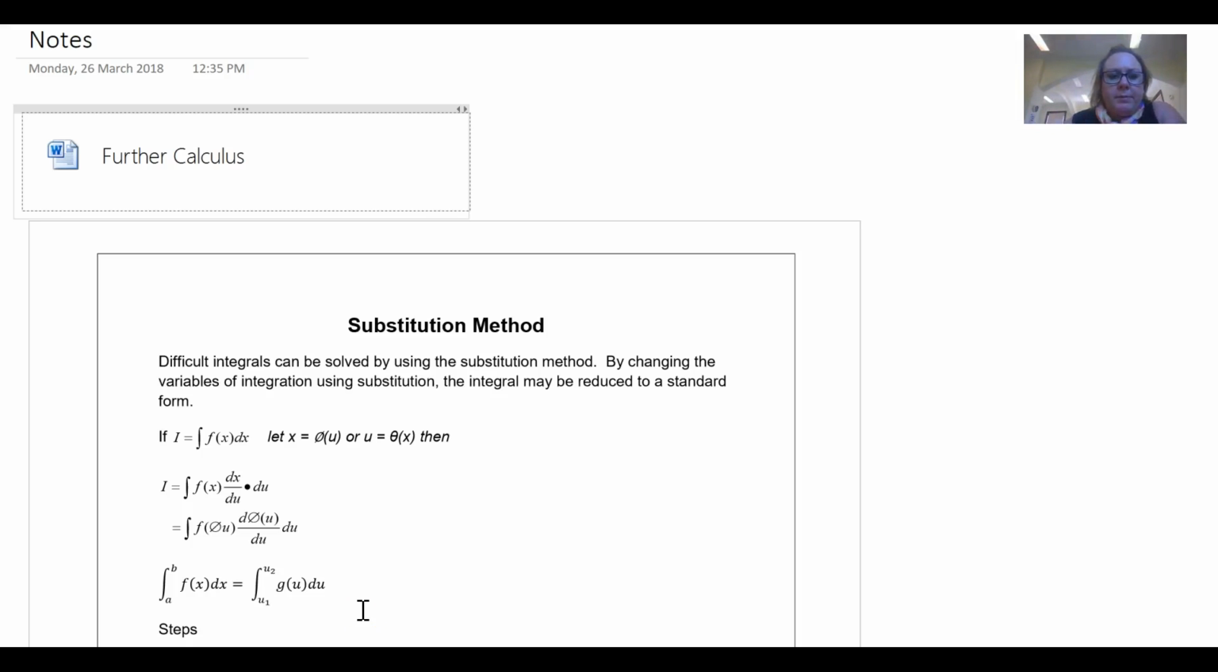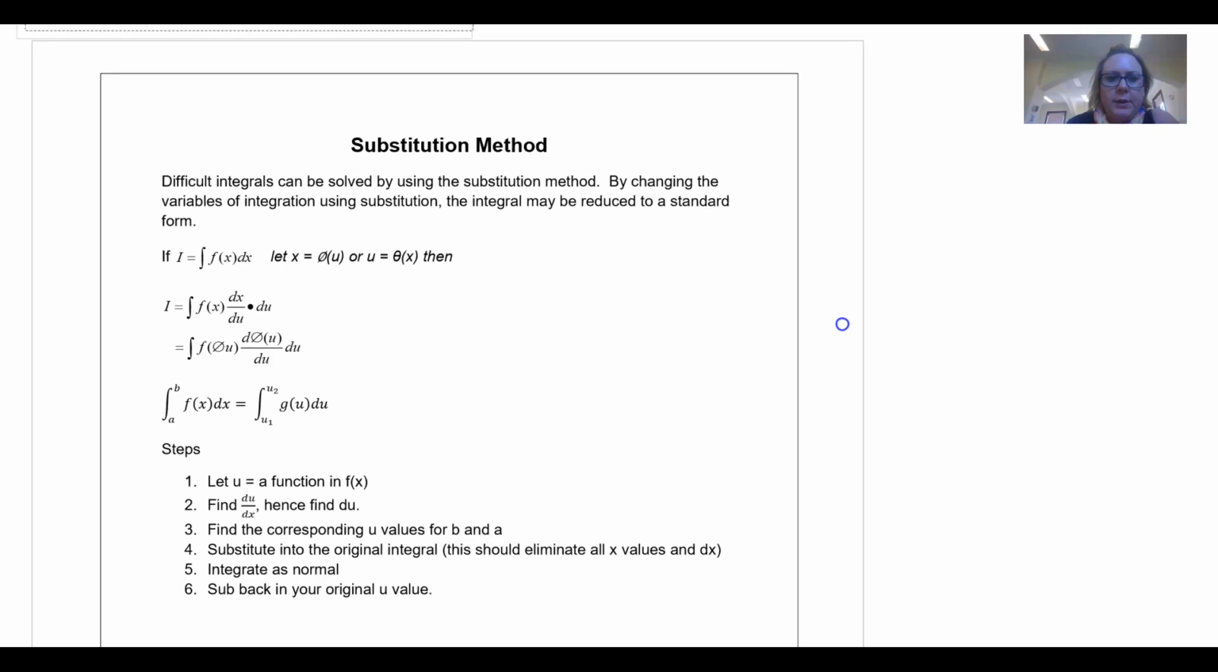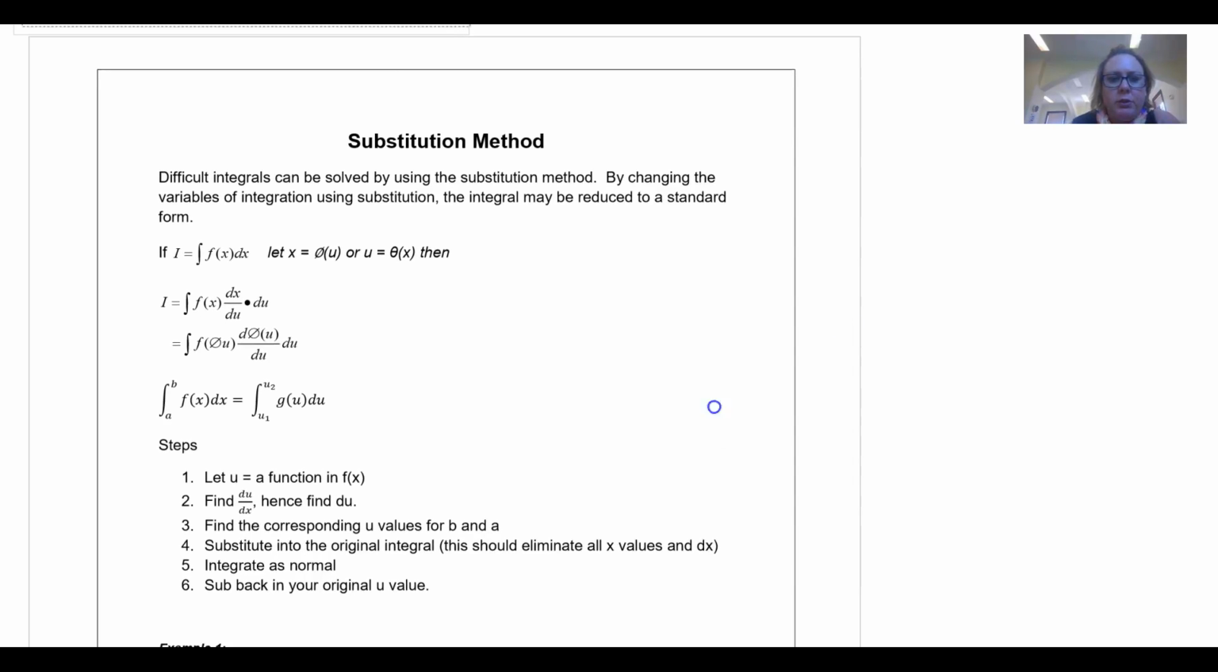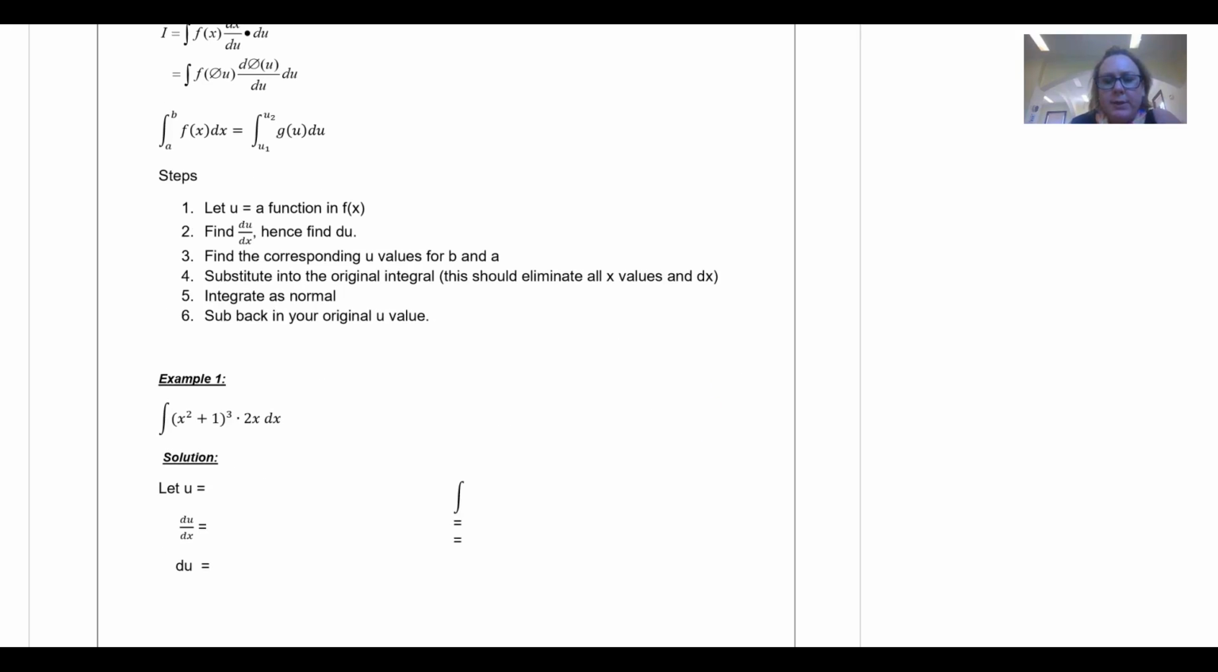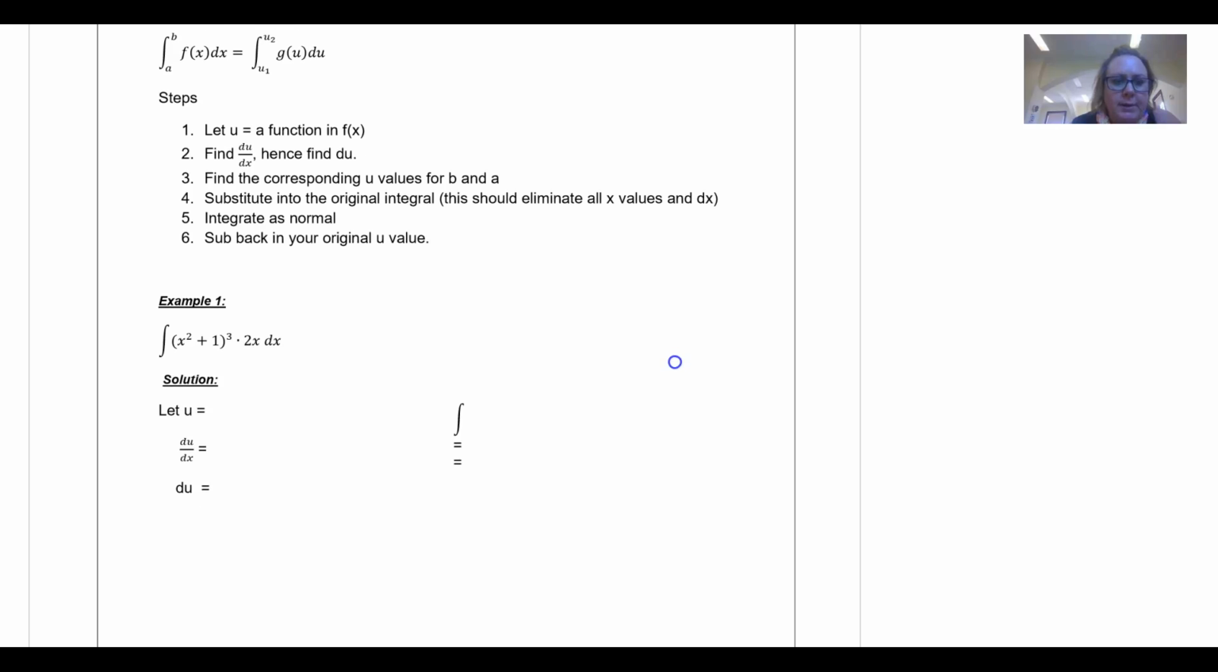Okay, integration by substitution. We've looked at this a little bit and I've shown you. I'll do a couple of examples and I'll come back to the steps and the reasoning.